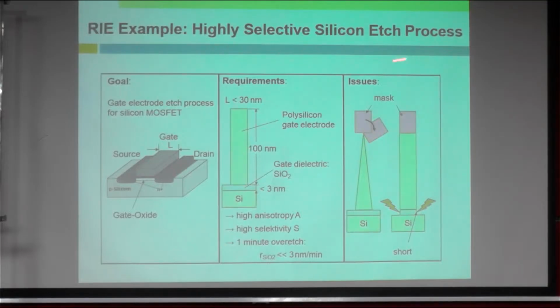So for a highly selective silicon etch process, the goal is, for a MOSFET for example, you want to have a good shape of the material in this design, but the requirement is to have a high aspect ratio structure. Polysilicon with 100 nanometers, with this being maybe less than 30 nanometers. If the process is just normal wet etching, you might not get this kind of straight structure because of undercutting of the side wall.